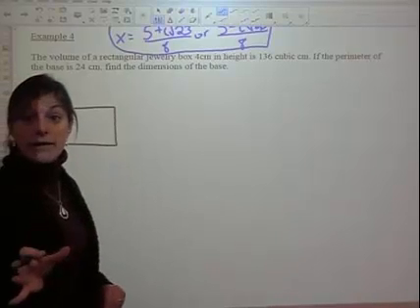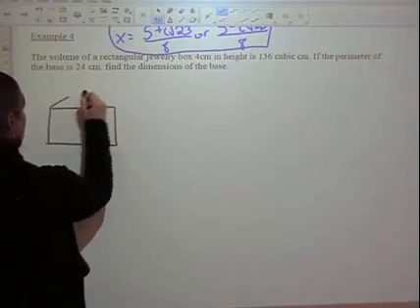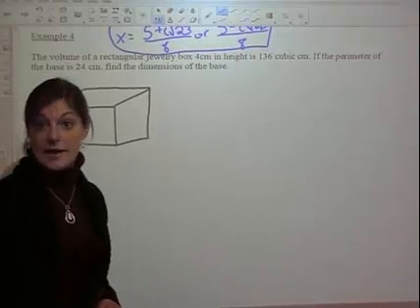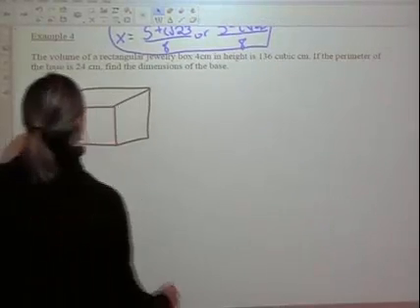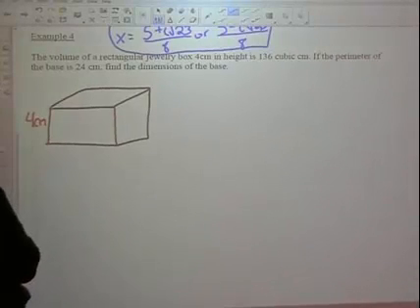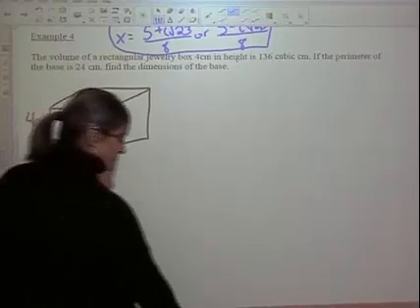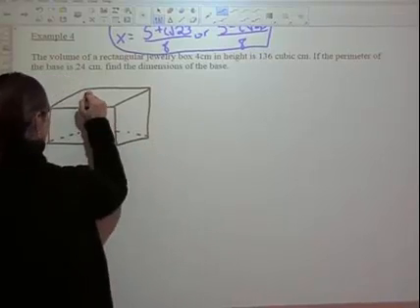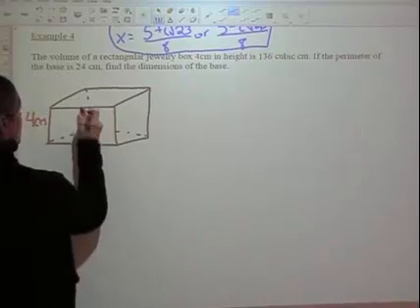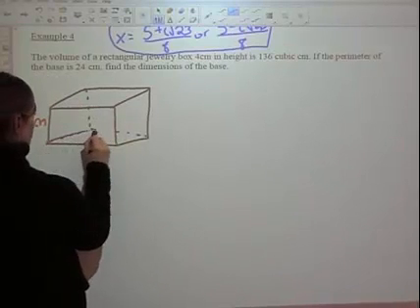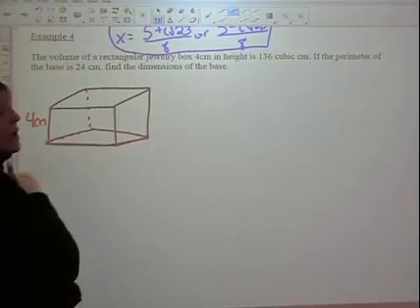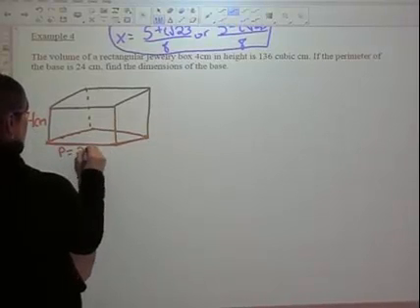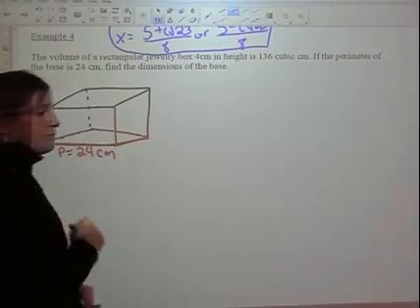And y'all are probably better at drawing these pictures than I am, but bear with me. All right, so there's my rectangular jewelry box. It's not a great picture. I'm not an artist. Okay, so we know that it is 4 centimeters in height. We also know that the base, which is this part or this part, has a perimeter of 24 centimeters. Okay?